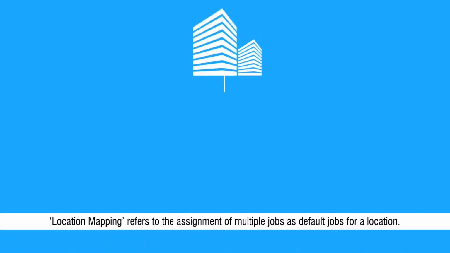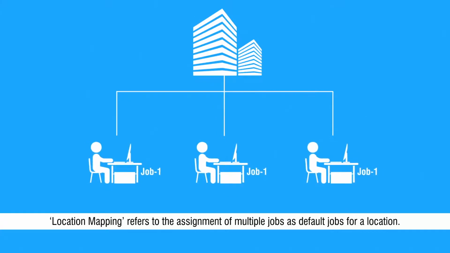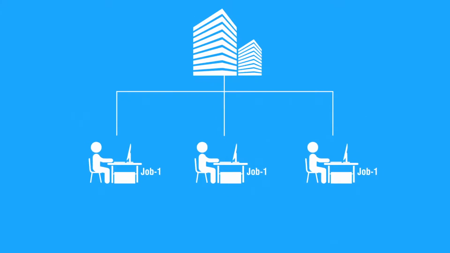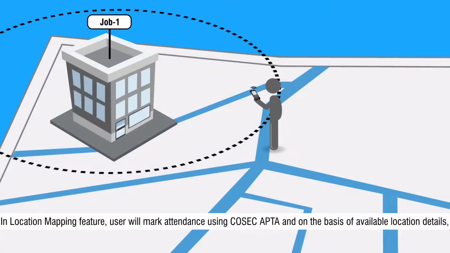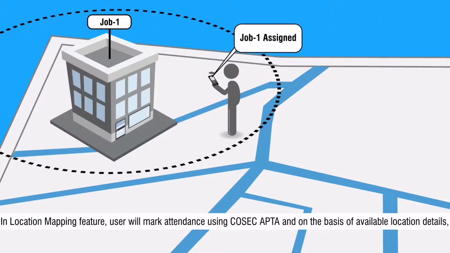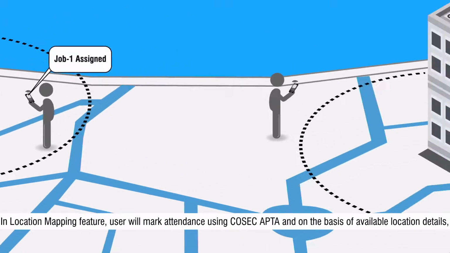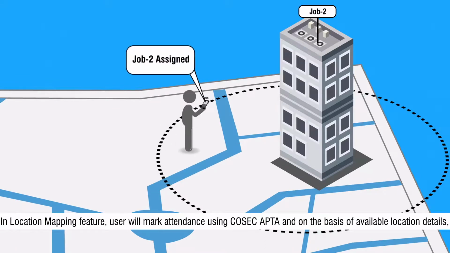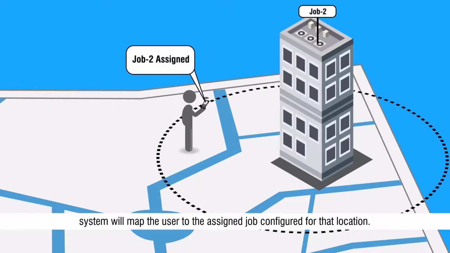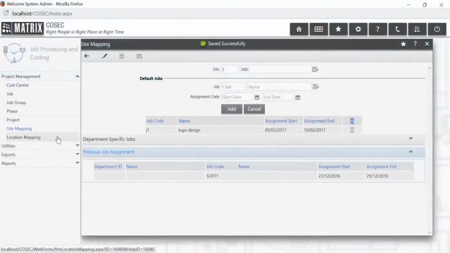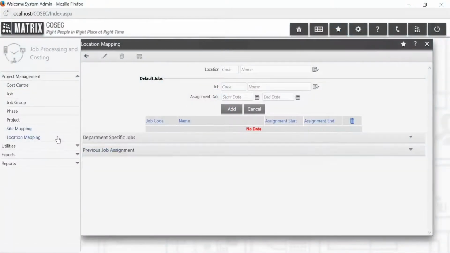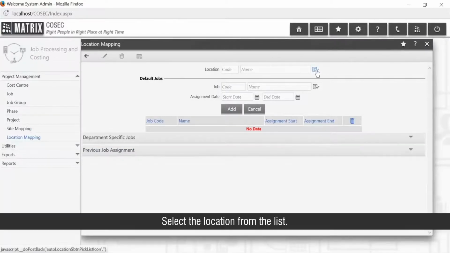Location mapping refers to the assignment of multiple jobs as default jobs for a location. In location mapping feature, user will mark attendance using COSEC APTA, and on the basis of available location details, system will map the user to the assigned job configured for that location. Select the location from the list.